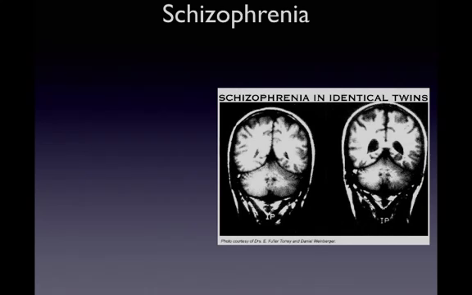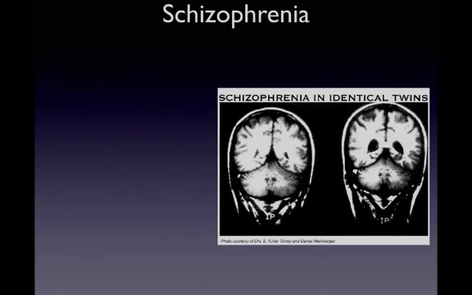Those are enlarged lateral ventricles. So it's apparent that the cortical volume for the schizophrenic has been reduced. There's less brain tissue there, and that's characteristic of schizophrenia. So reduced cerebral volume and ventricular enlargement are things that go along with schizophrenia.